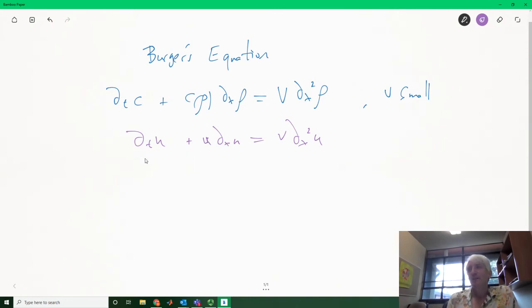We still don't understand a lot about turbulence, and we're not fully sure about where to go from Burgers' equation and all these nonlinear equations. But let's have a look at this equation.